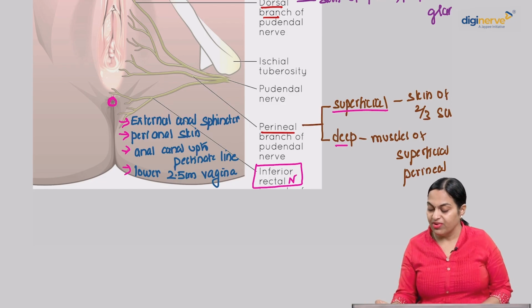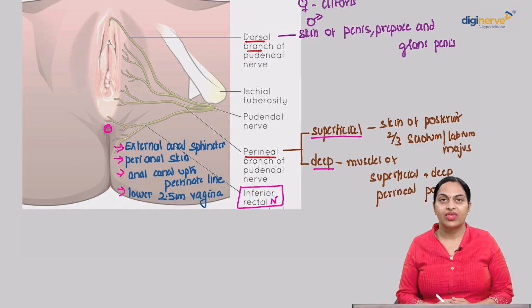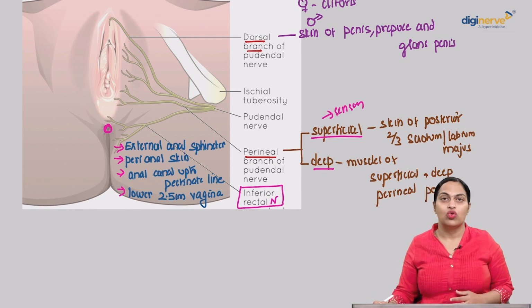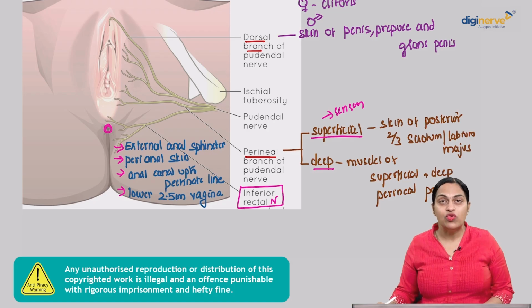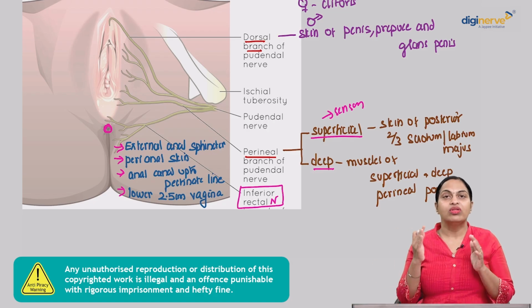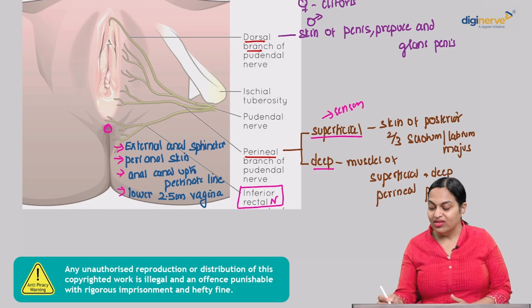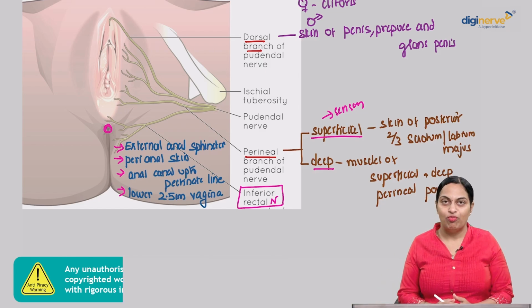The superficial branch is sensory. The deep branch is muscular. The superficial sensory branch, those are the posterior scrotal or labial nerves which supply the skin over the posterior two-thirds of the scrotum or the labium majus. Okay? And again, the muscular branch goes to supply the muscles of both the superficial perineal pouch and the deep perineal pouch. And then the dorsal branch of the pudendal nerve.